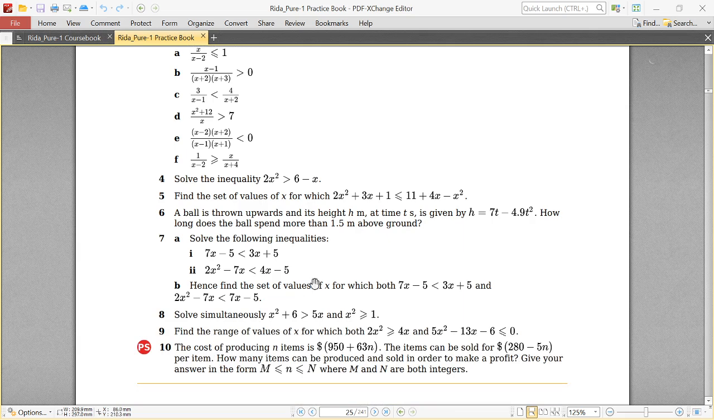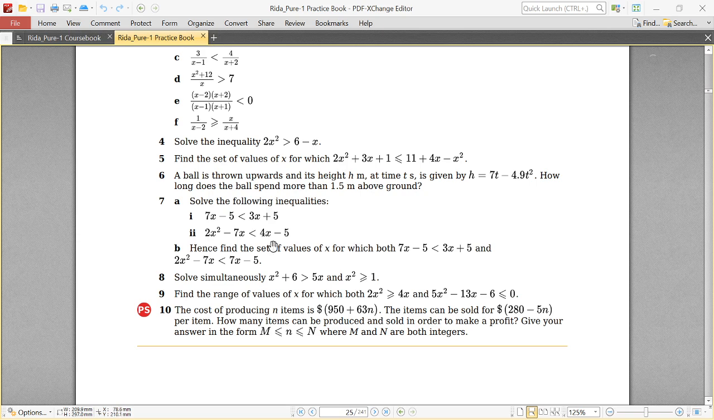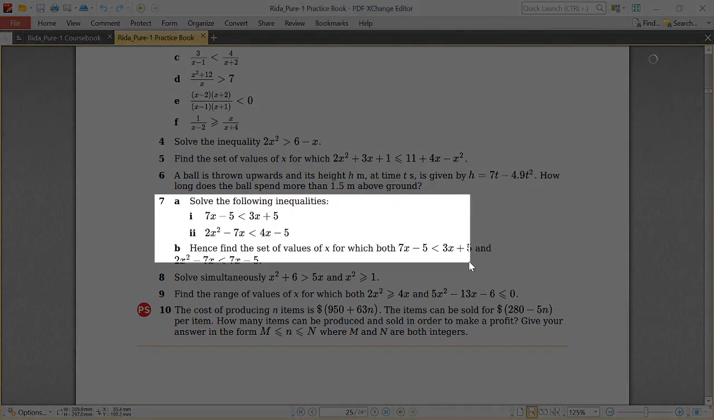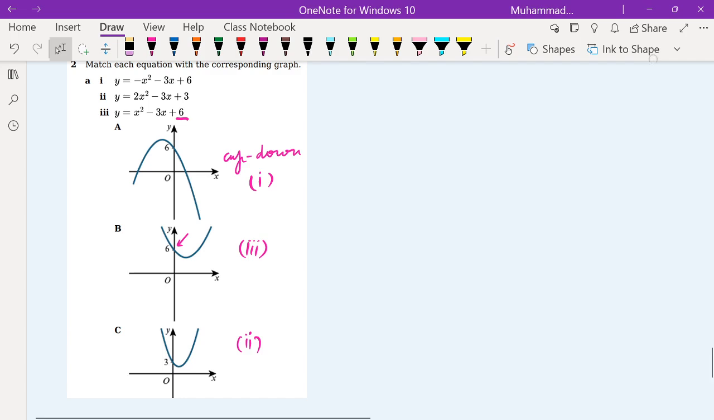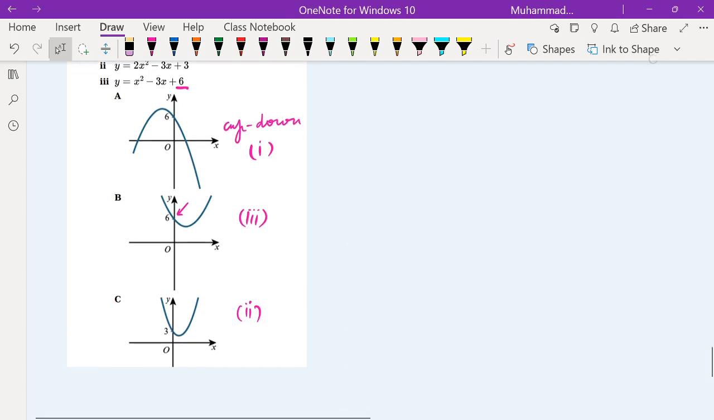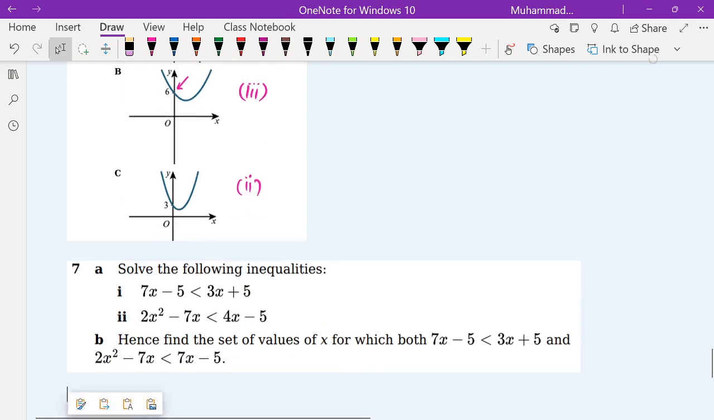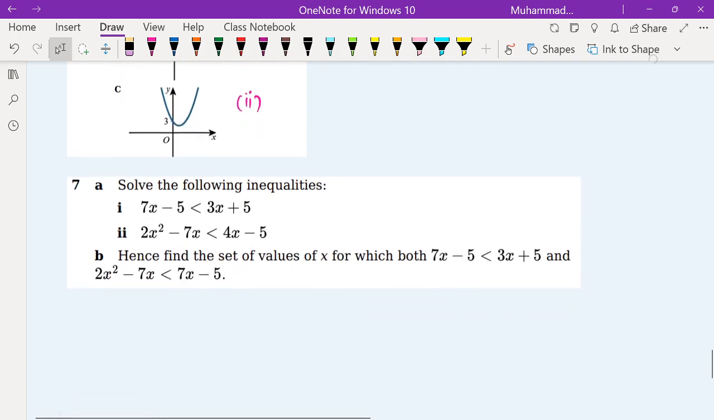If you are asked to solve the following inequalities, there is a linear one and there's a quadratic one. We can try solving these ones on their own, and then there's a follow-up question as well. Not sure if we can take that up. Have a look. Solve the following inequalities.